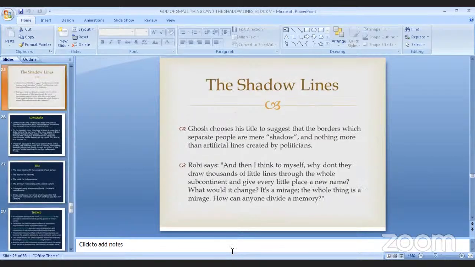So he chooses this title to suggest that the borders which separate people are mere shadows and nothing more than artificial lines created by politicians. Now, Robi says, "And then I think to myself, why don't they draw thousands of little lines through the whole subcontinent and give every little place a new name? What would it change? It's a mirage. The whole thing is a mirage. How can anyone divide a memory?"